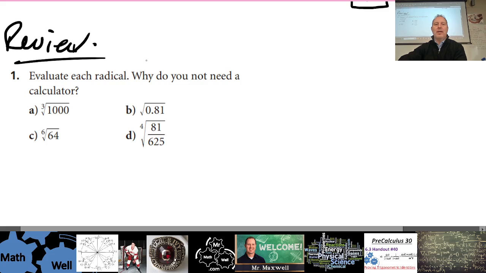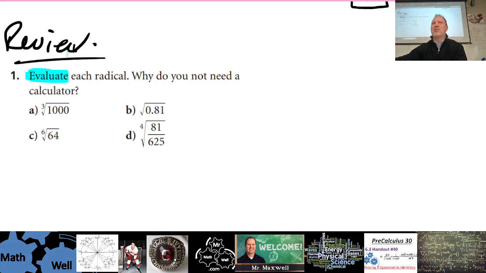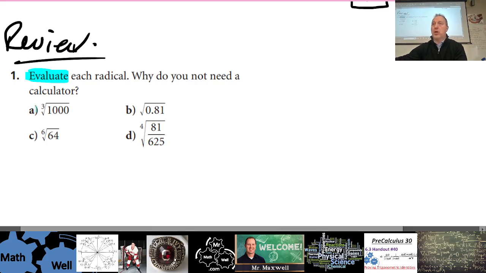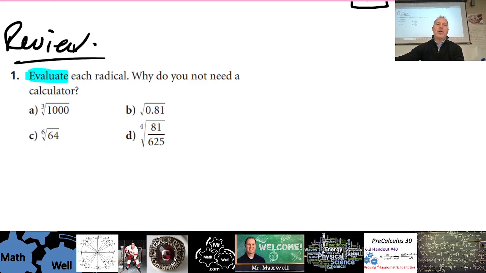So it says evaluate each radical. Remember what evaluate means? Did I tell you about this? Do you remember what evaluate means? It means what? Not solve. It's different than solve. Solve means find the unknown value for the variable, and there are no variables in here. Evaluate means find a number answer. So give me the simplest number answer. We're not simplifying. Simplifying is applying rules to make a whole bunch of complicated stuff one simple thing. Evaluate goes a step further and says give me a number answer.